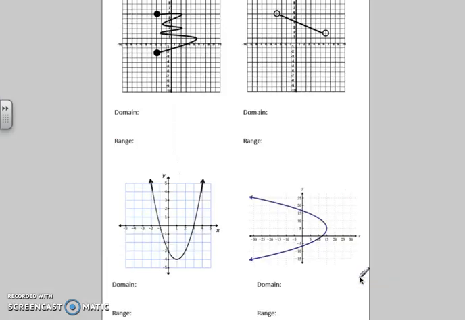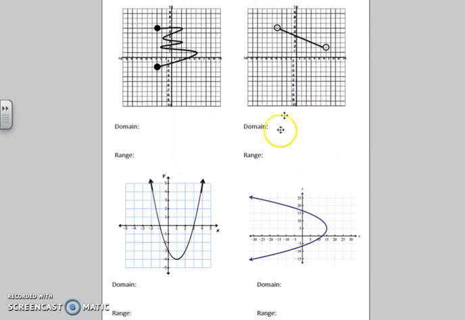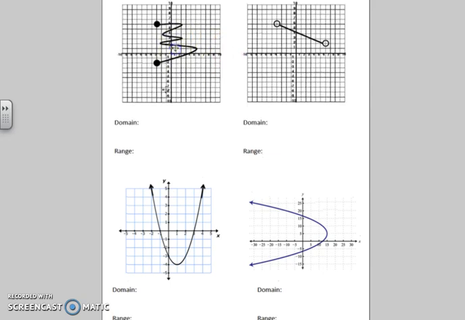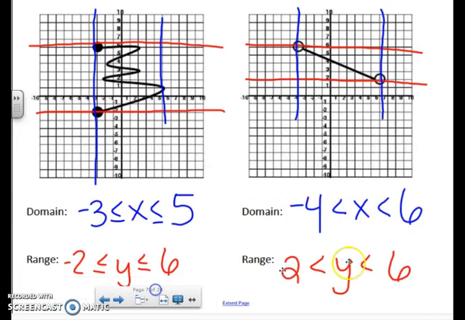So now, you get to try these 4 on your own, and then I will go over the answers. So press pause and try these. All right, so here are the answers to the first couple problems. So I did my range in red, and then my domain in blue.